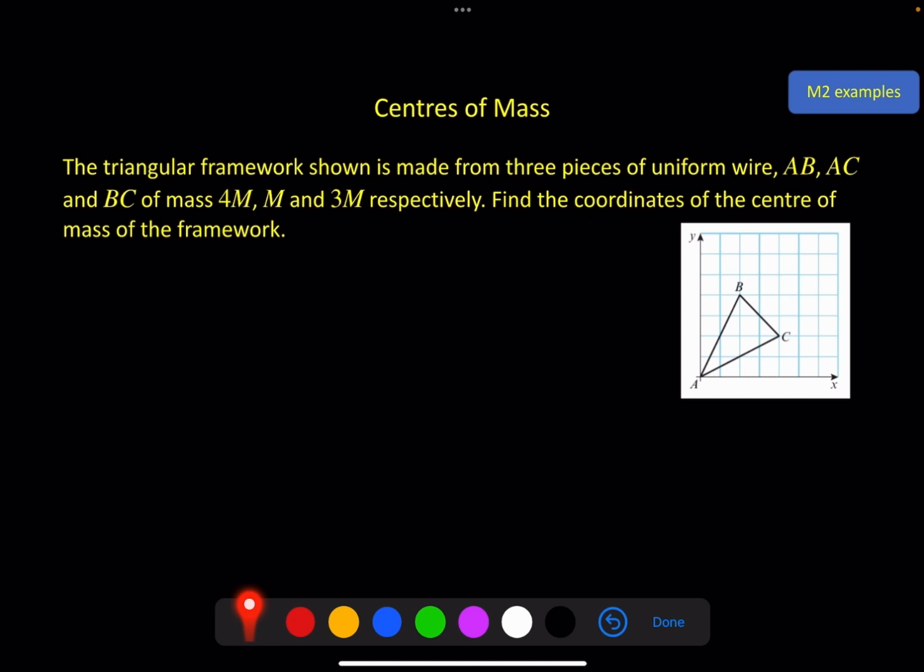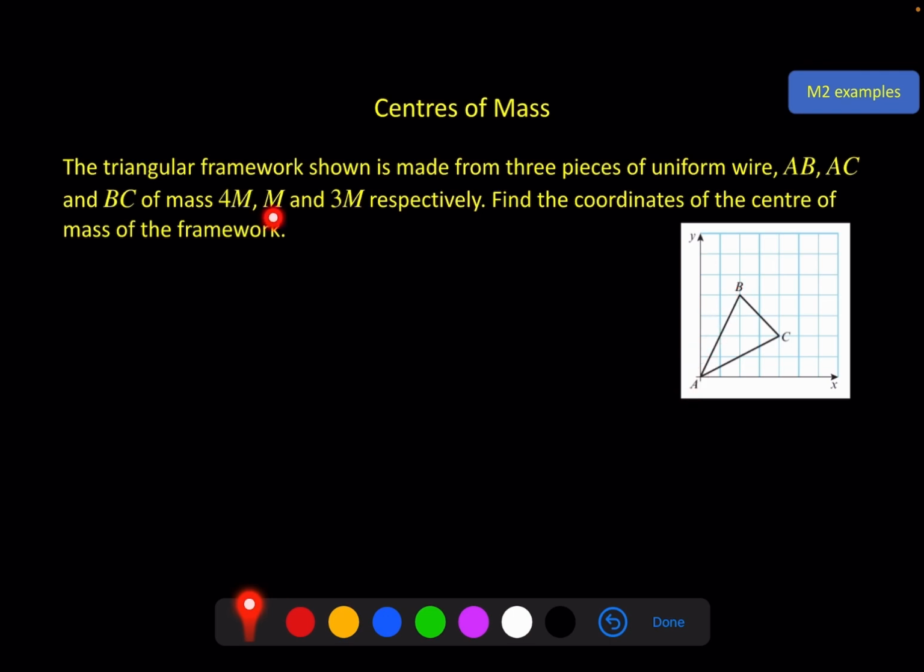The triangular framework shown is made of 3 pieces of uniform wire. Now don't let this confuse you. I've just said it's non-uniform and they're saying uniform here. What they mean is each individual piece is uniform. So AB, this wire itself is uniform, but it is not uniform as a full three-piece triangle. A to B is uniform with a mass of 4m. A to C is uniform within itself, but is very different from A to B.